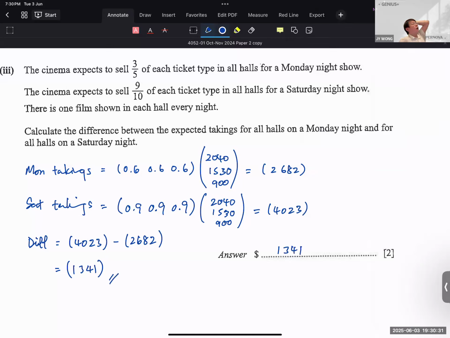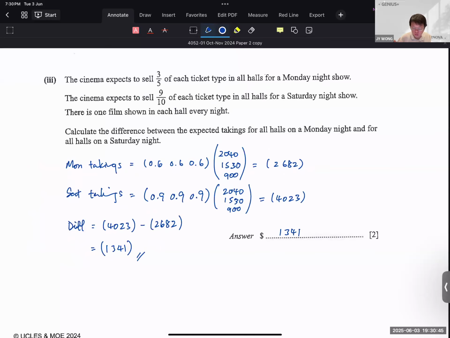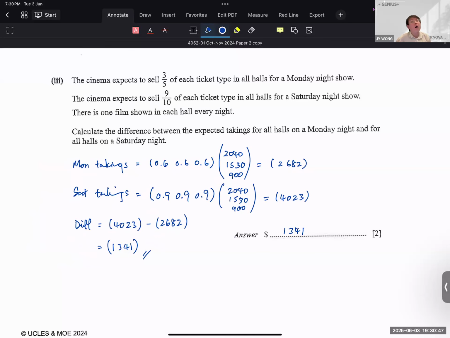Okay. The question, I know, does not say that you must do it by matrix multiplication, so I suspect that Cambridge wouldn't penalize you for not using matrix. But you also know that the question could also specify by matrix multiplication, so make sure you know how to do it also. All right, let's move on.